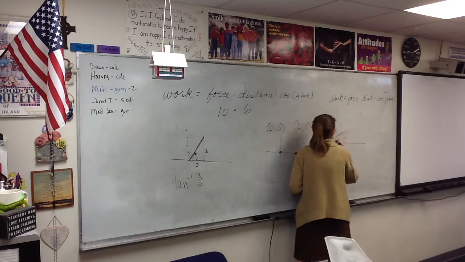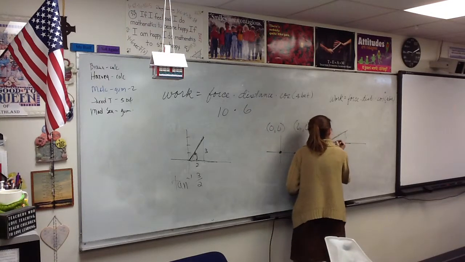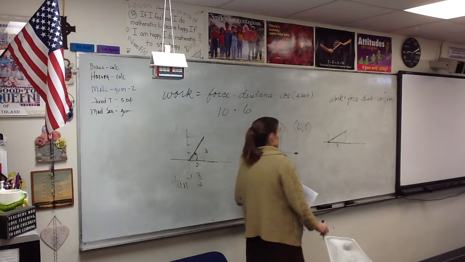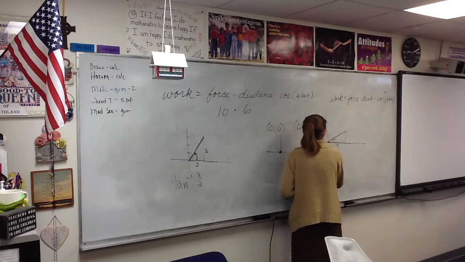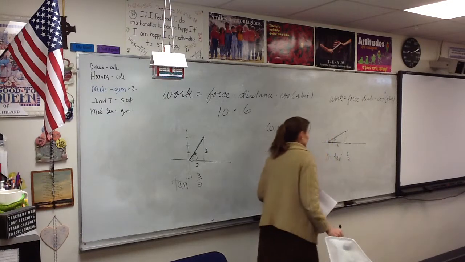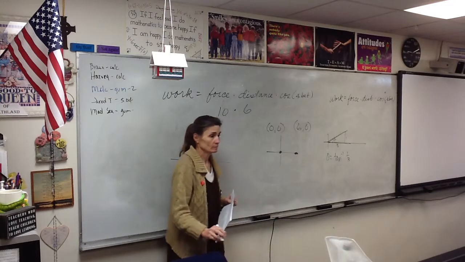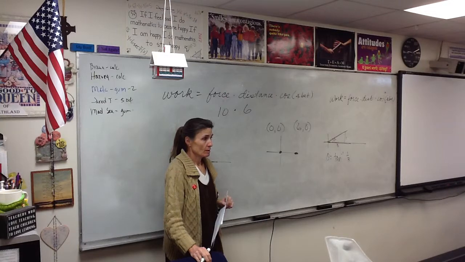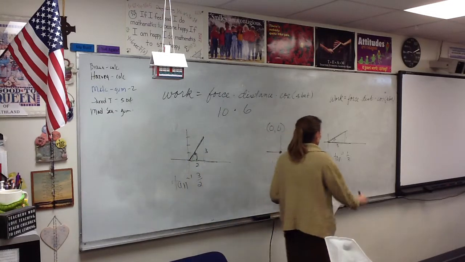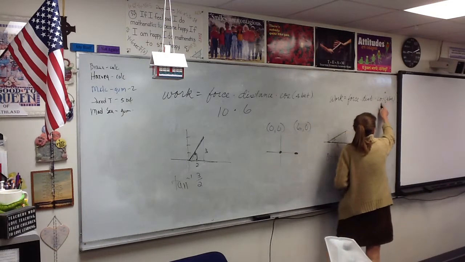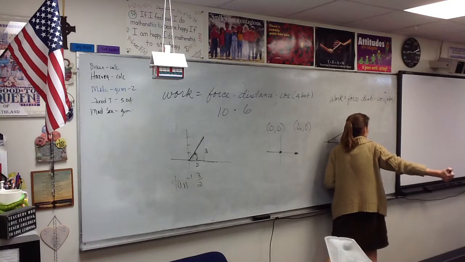So here's my force, here's my distance. Can I find this angle? How will I find that angle? Secant tangent, 1/3. Okay, now what do I do with that angle? If you type this in, you have this angle now. What do you need to do with it? You need to take its cosine.